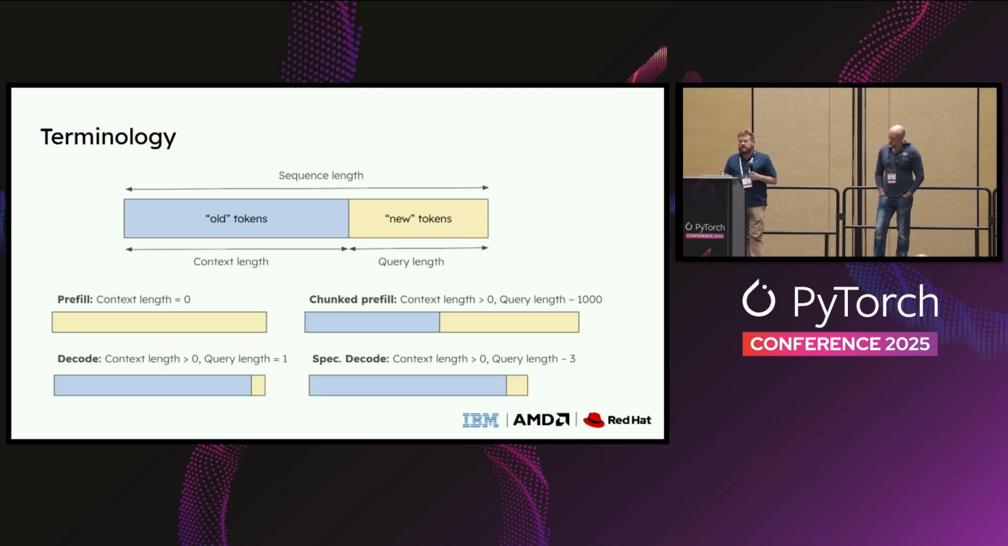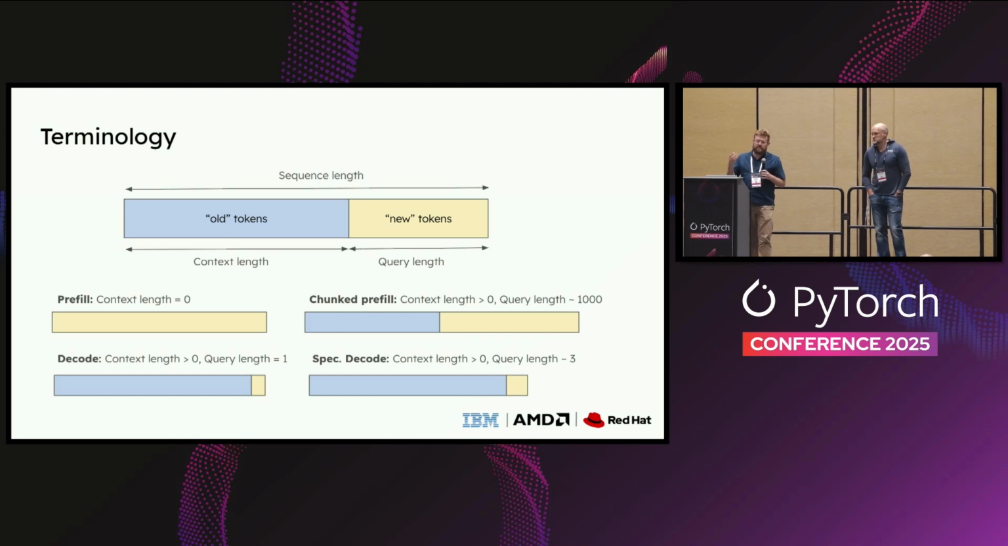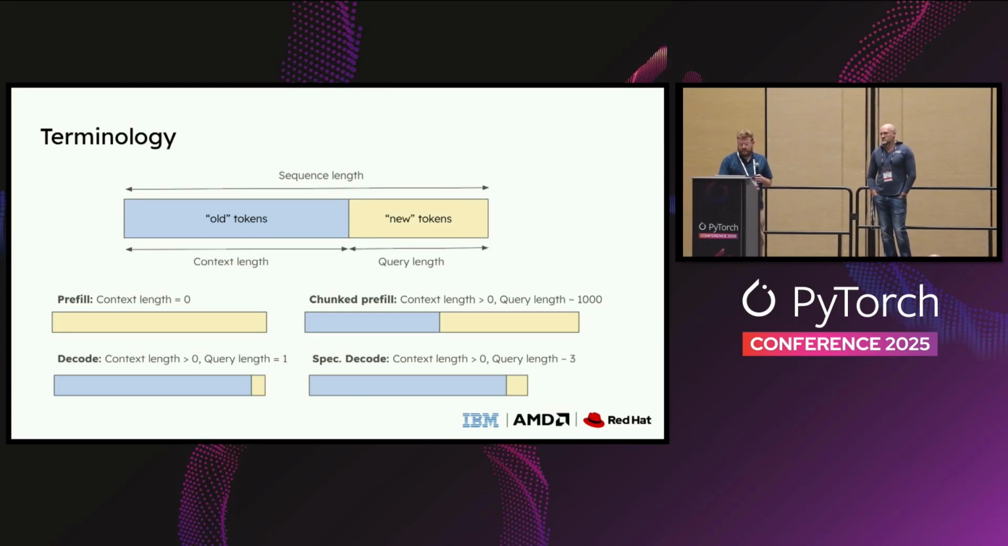In the lower left, you see a decode. That's, again, a very well-known op where the query length is 1, and we have a lot of context that we've built up from previous iterations. And finally, spec decode looks a lot like decode, except that query length is not 1. It might be 3 or 4 tokens, something like that.